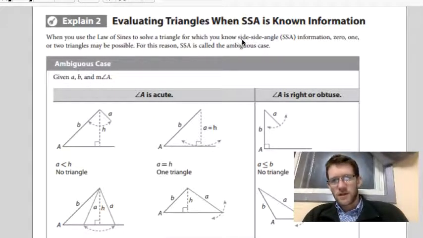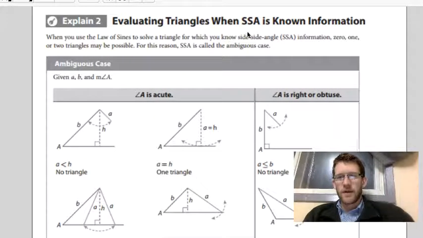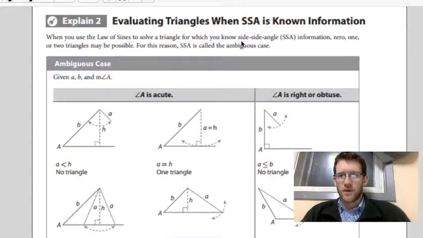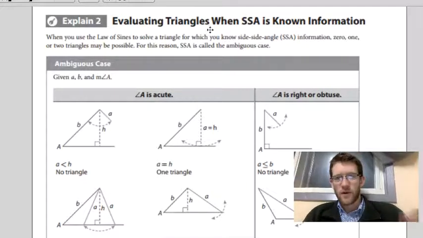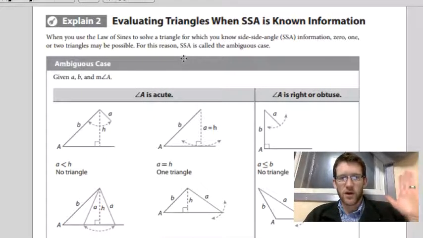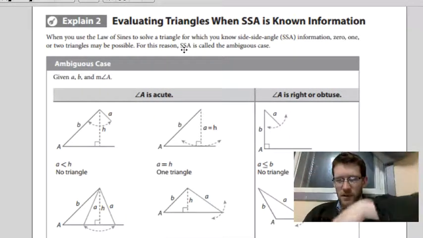But now we're going to touch on that again. We're going to call it SSA though, just to be appropriate. So when we have a triangle with known information being the side, another side, and then another angle where that angle is not included, we actually can make some conclusions, and we're going to figure out what those conclusions are, and we can figure out what possible options there could be for triangles, where before we just said, oh, we can't be too sure, so we'll just not try at all.